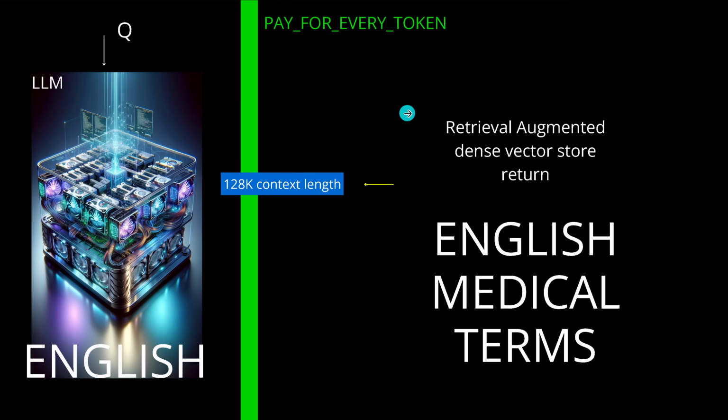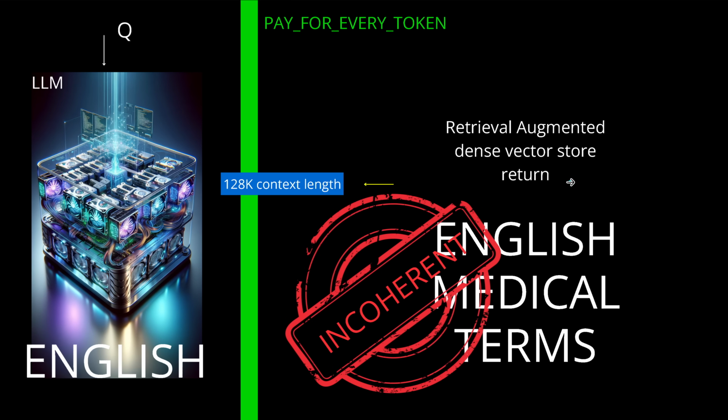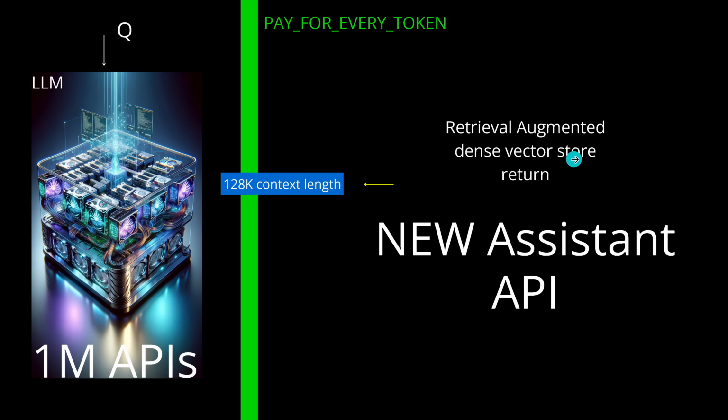Now let's come a little bit closer. Let's say the same English LLM, and now the vector store, the retrieval augmented data return, gives you English medical terms, these Latin terms of all the different parts of your body. And if you have a look at those beautiful terms, you find they are completely incoherent, because this LLM has not been pre-trained on this part of the data sets. Incoherent.